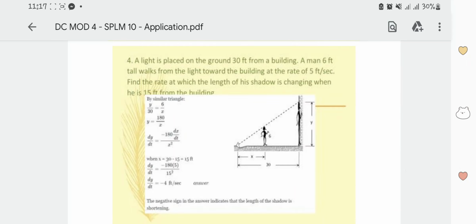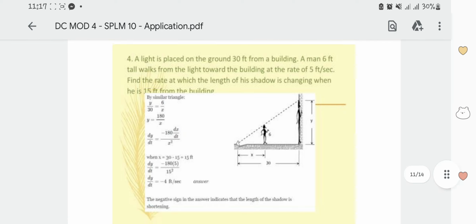So, a light is placed on the ground 30 feet from the building. A man 6 feet tall walks from the light toward the building.